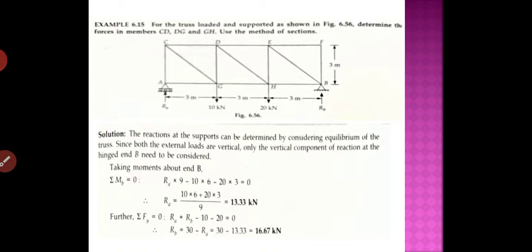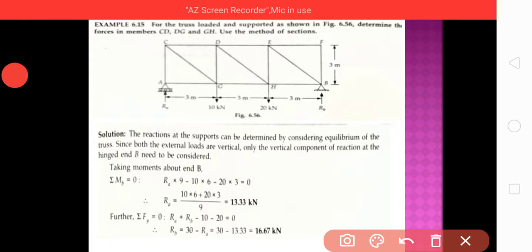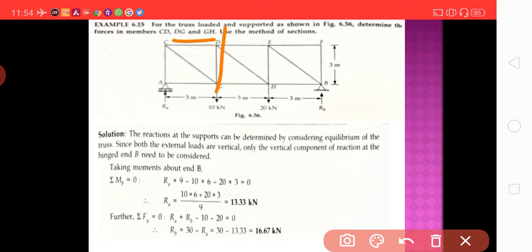Now refer example 6.15. For the truss loaded and supported as shown in figure 6.56, determine the forces in the members CD, DG and GH. Use the method of section. We are required to find out the member CD, this member DG, and this member GH. So let us cut the truss such that it does not cut more than 3 unknowns.